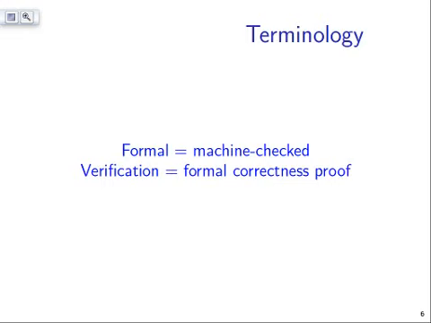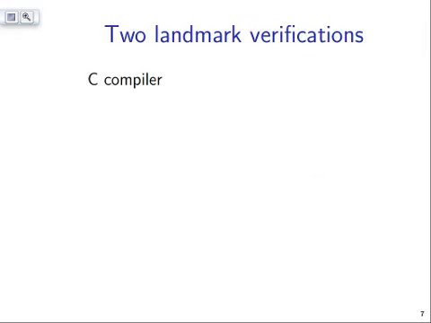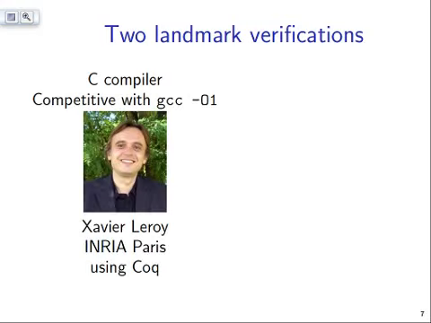Terminology: when I speak of formal proof in this course, what I mean is machine checked, and when I speak of verification, what I mean is formal correctness proof. And the kind of algorithms and proofs you'll see in this course will be fairly simple, but these proof assistants have been applied to distinctly non-simple things. One is a C compiler that was verified, I think it's now already 10 years ago, and it is competitive with GCC on optimization level 1, and that was done by Xavier Leroy at INRIA in Paris.